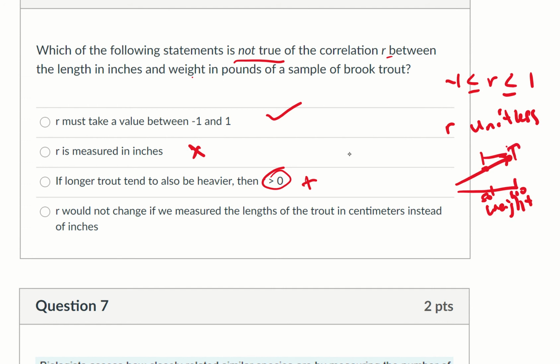R would not change if we measured the length of the trouts in centimeters instead of inches. That is also true. It doesn't matter what units you use. It's still going to be unitless regardless. And so therefore, it's B.